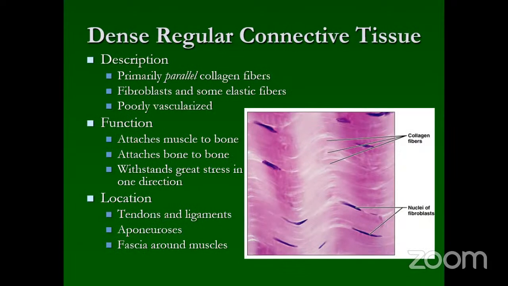So they are primarily parallel collagen fibers and fibroblasts, and some elastic fibers are also present. They are poorly vascularized, meaning a little amount of blood vessels may be seen. They attach muscle to bone and bone to bone, and they withstand a great amount of stress. They are present in the tendons and ligaments.